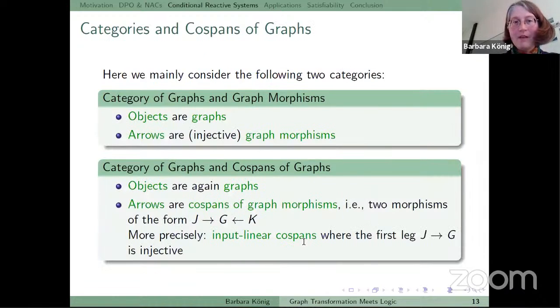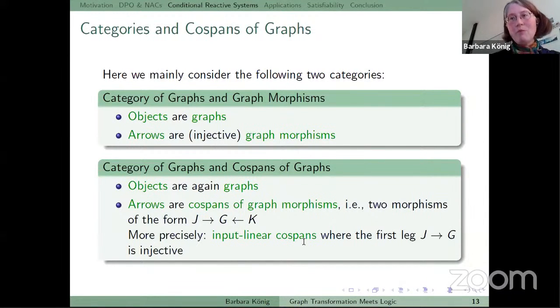And now let's talk about how to instantiate this. Which categories do we actually want to use? There are two interesting categories that one could use. The first is just the standard well-known category. We use graphs as objects and graph morphisms as arrows. And if you want, you can restrict to injective graph morphisms if you have some injectivity requirements.